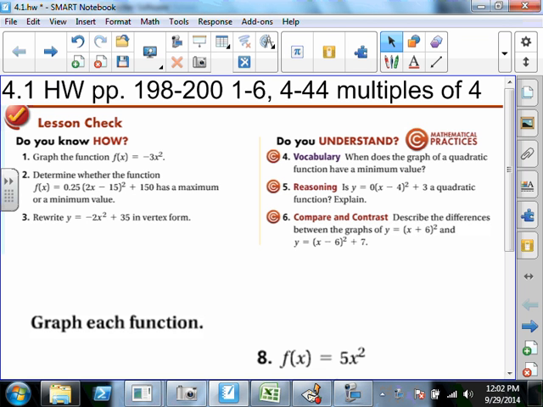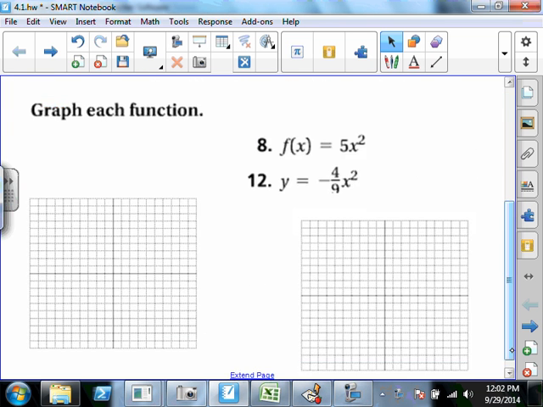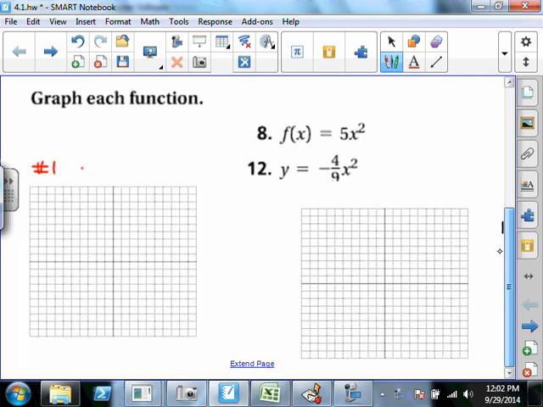Starting with number one, it says graph this function. If you need graph paper, notice on the graph paper there are a couple of graphs down below. There's probably enough room to fit that on the first one. We'll put number 8 there too. So this is number one. Does it say f of x or does it say y? It says f of x. Thank you.